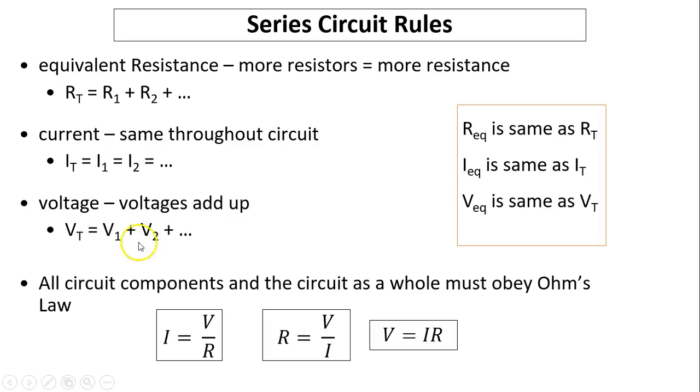Voltage drops all add up together. V1 plus V2 plus V3 equals V total. Again, V equivalent is V total. This is the voltage of the battery. And all circuit components and a circuit as a whole must obey Ohm's law. Remember Ohm's law, R equals V over I. R doesn't change. I is directly proportional to voltage, inversely proportional to the resistance, and V equals I times R.